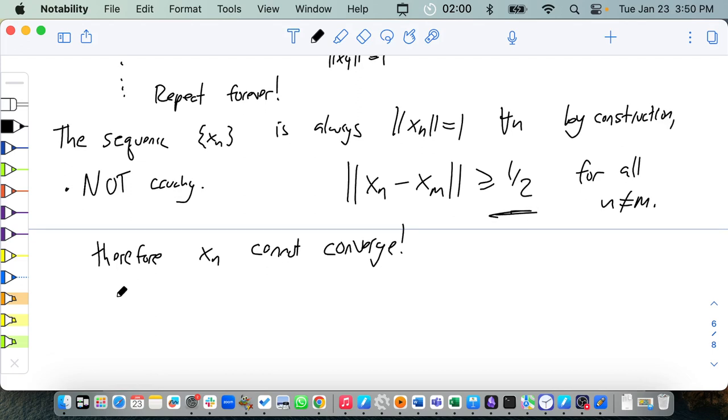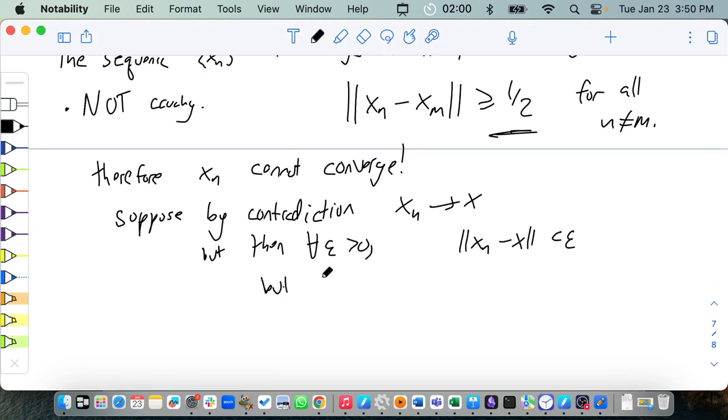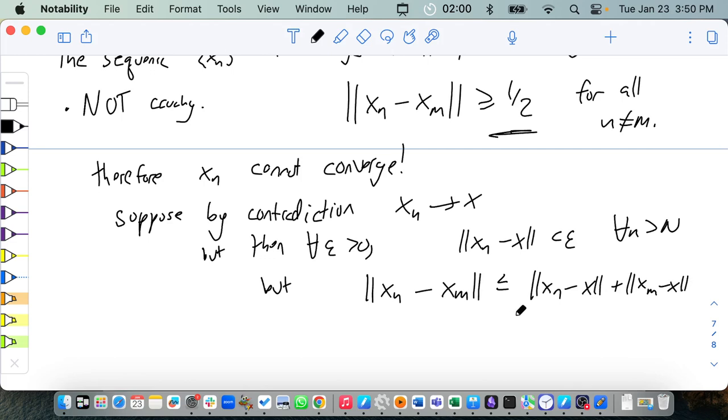Let's write that down. Suppose by contradiction, xn goes to x. Then for all epsilon greater than 0, the norm of xn minus x is less than epsilon. But for all n bigger than some N, the norm of xn minus xm is less than or equal to the norm of xn minus x plus the norm of xm minus x, which is less than 2 epsilon. So if you have a convergent sequence, then all the points eventually are within 2 epsilon of each other. But our sequence in particular has the property that all the points are at least distance 1/2 from each other. So our sequence cannot possibly converge.